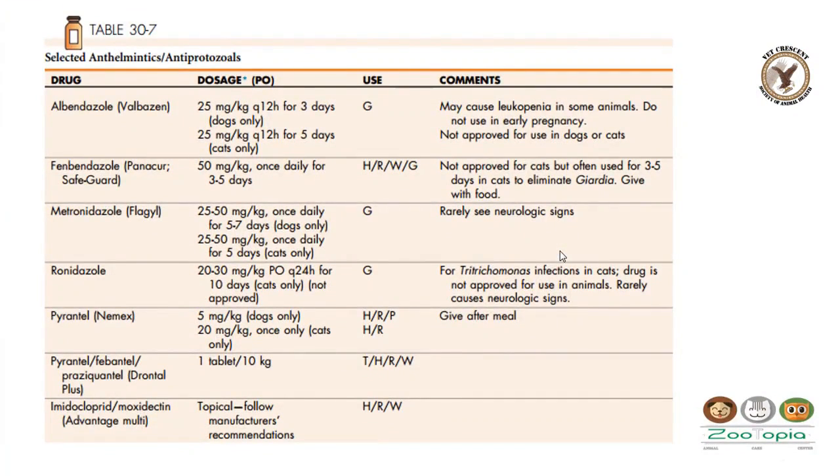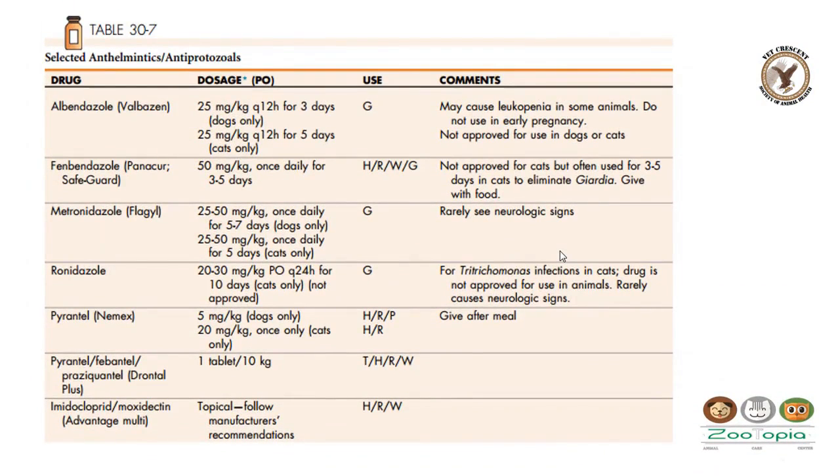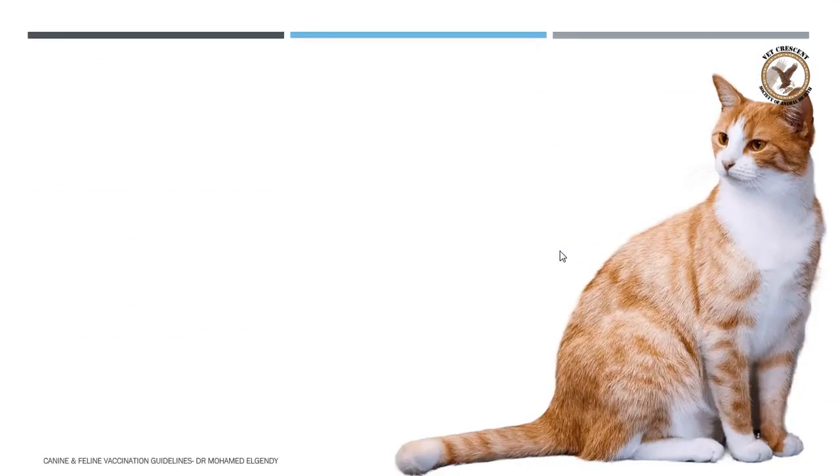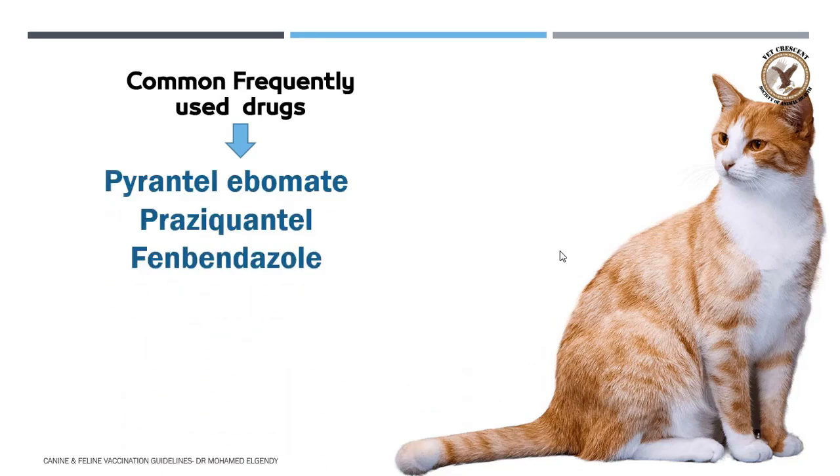And these are zoonotic and transmit from animal to human, like Dipylidium caninum, Echinococcus granulosus, Hymenolepis nana, Toxocara canis, Toxocara cati. And these are some examples of the active principles treating the endoparasites. Fenbendazole affects the roundworm, pyrantel embonate affects the roundworm, and praziquantel affects the tapeworm. So the commonly used drugs to control endoparasites are pyrantel embonate, fenbendazole, and praziquantel.